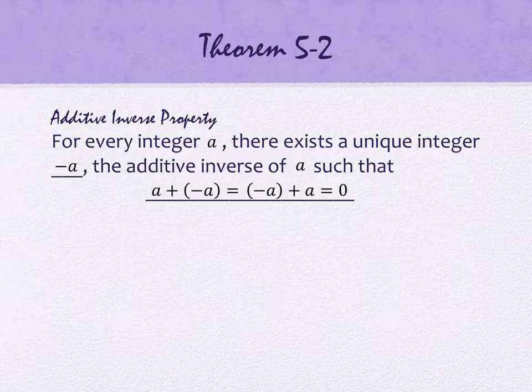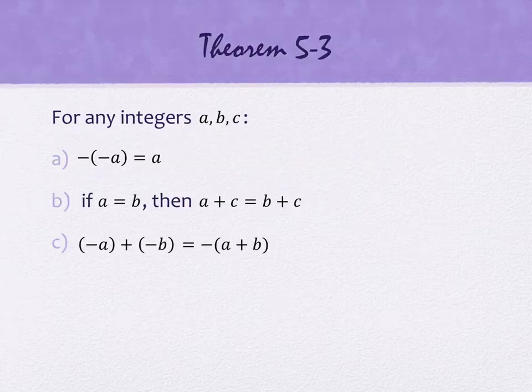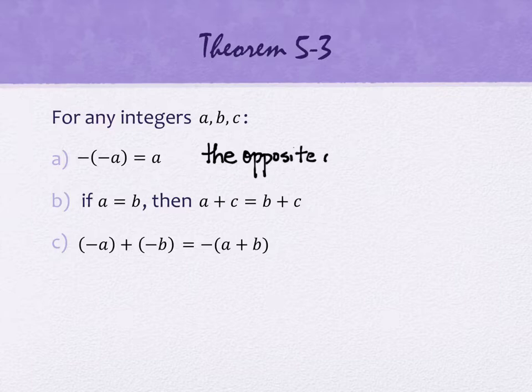And then we're going to talk in Theorem 5.3 about a few things that make things helpful. For example, negative of negative a. If you have integers a, b, and c, and you put two negatives together, it becomes a positive value. It might be easier to remind yourself that the first negative is thought of as the opposite of the negative a that's inside. Well, what's the opposite of negative a? Positive a.